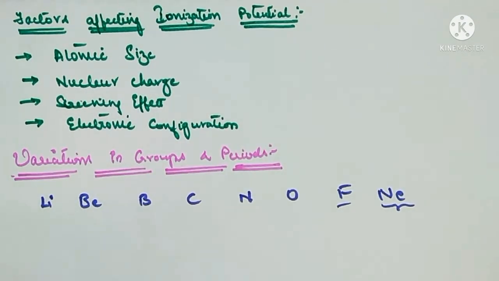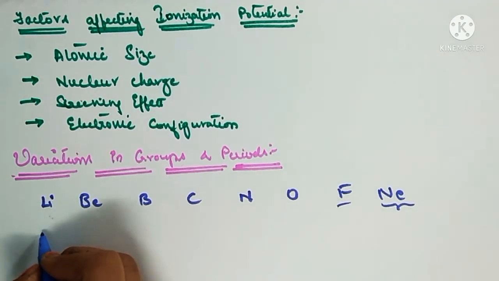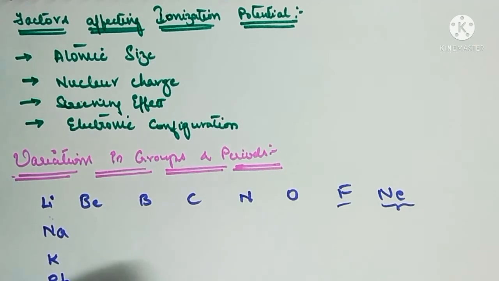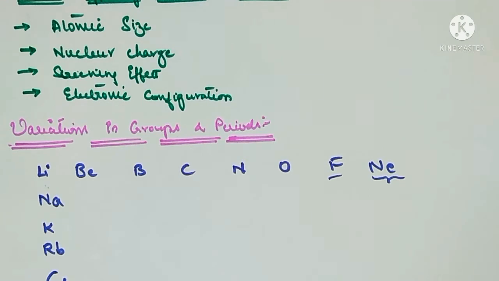But whereas down the group, the atomic radius increases due to decrease in the nuclear charge. So if you take the example of 1A group, lithium, sodium, potassium, rubidium, cesium. So as the atomic radius increases, the removal of electron will be easier because the nuclear charge will be less. So if the removal of electron is easy, the IP will be less. So down the group, the IP decreases, but across the period, the IP increases due to increase in nuclear charge.